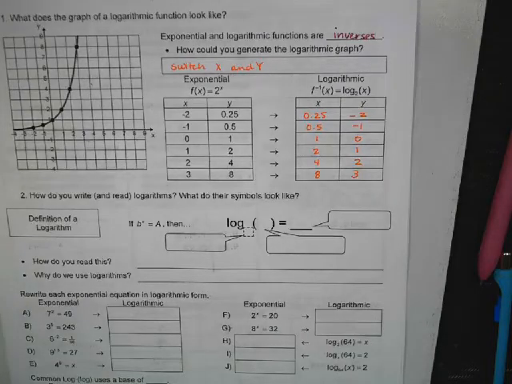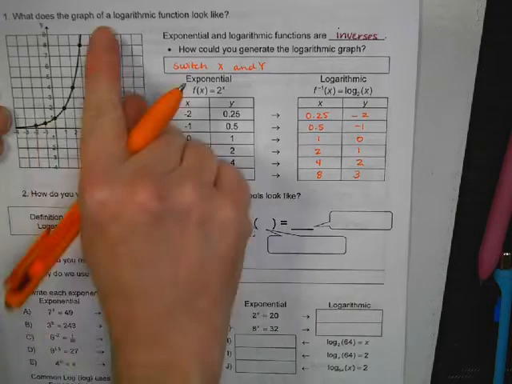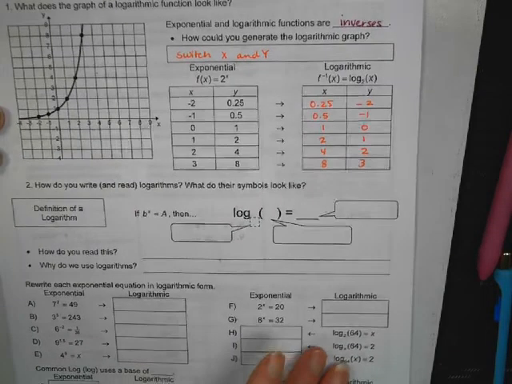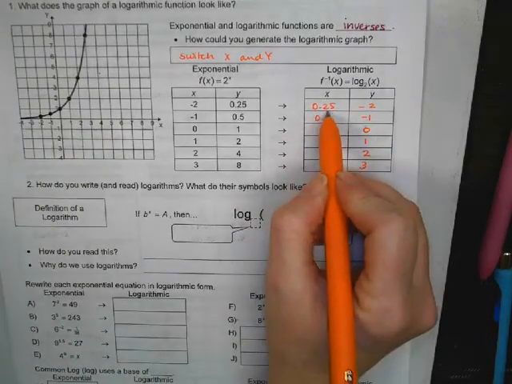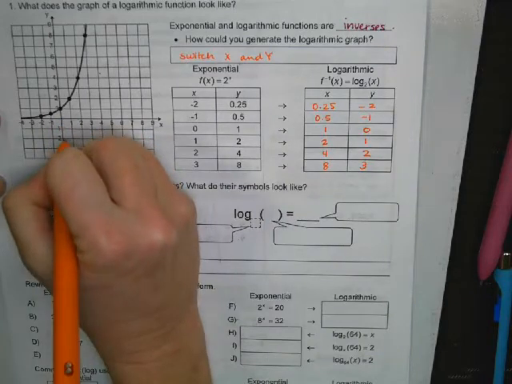Okay, so they already graphed the exponential. That's what this is in black. So let's go ahead and graph the logarithmic. So 0.25, that's a fourth. Okay, 2.